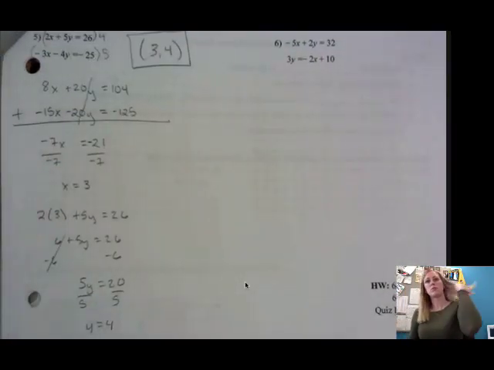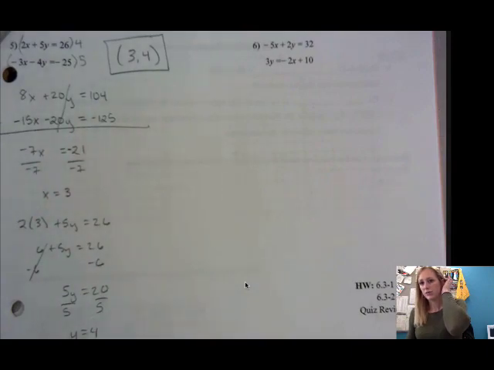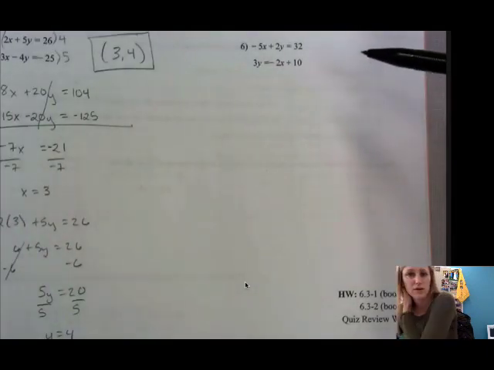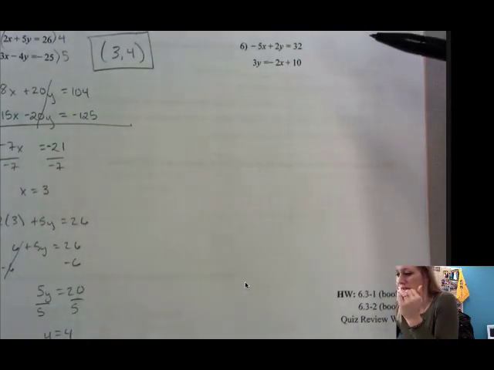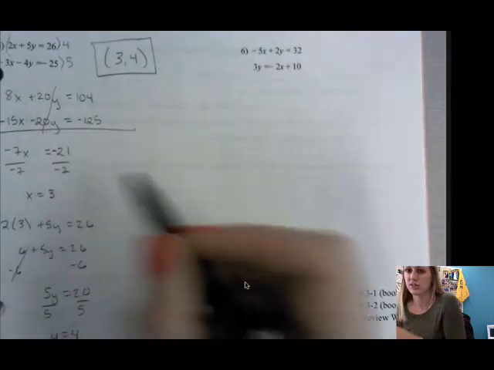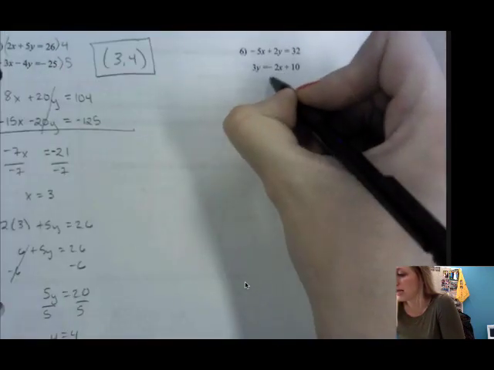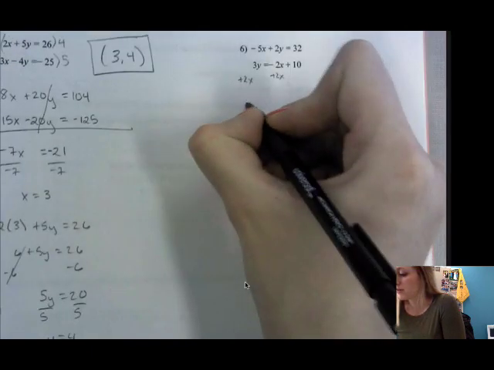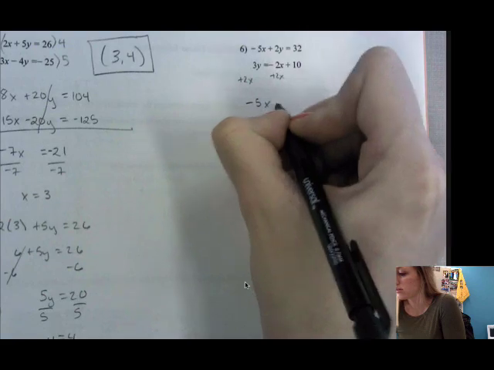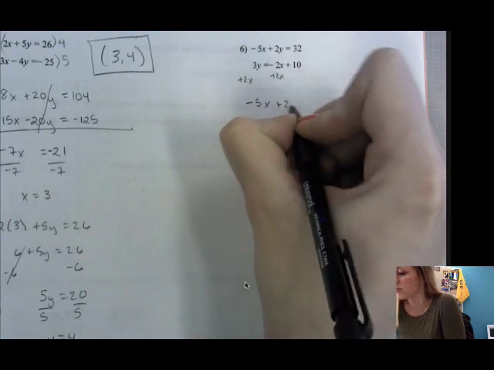All right, we got one more. All right, and this one, we notice my x's and y's are not lined up. So I'm going to rearrange my bottom equation first, just to make sure that it's all lined up. So usually we had our x's and our y's on the left, and then the constant on the right side of the equal sign. So I'm going to go ahead and add 2x over to the left. So I'm rewriting my top one first. So there's negative 5x plus 2y equals 32.